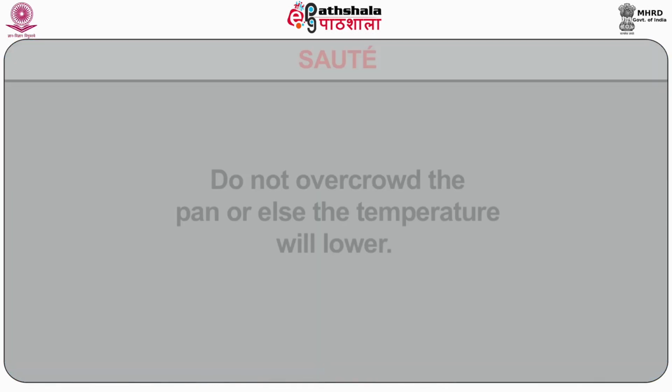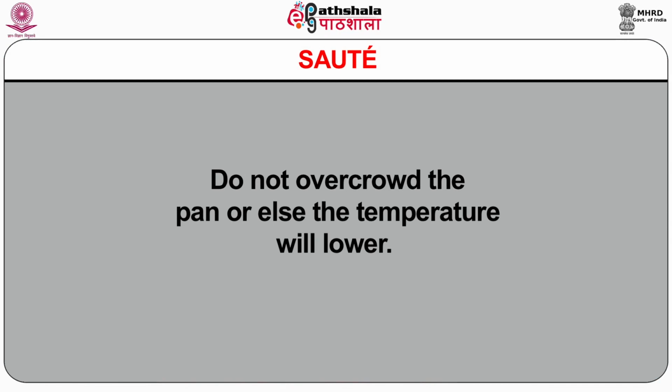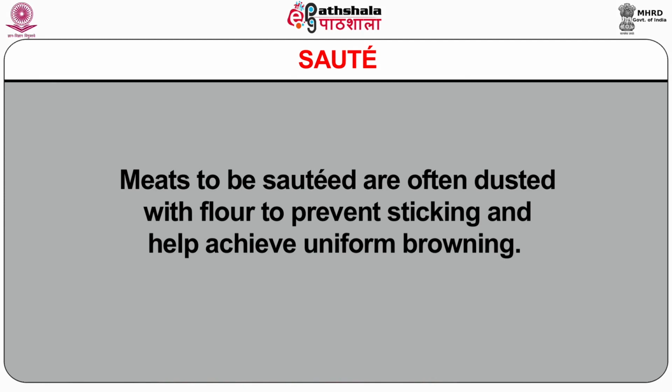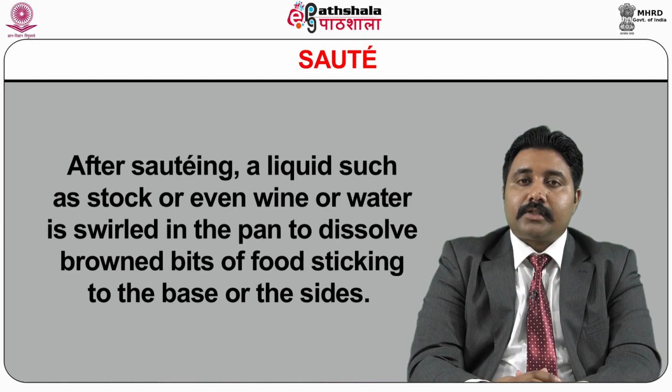Note these two important principles. Preheat the pan before adding the food to be sautéed. The food must be seared quickly or it will begin to simmer in its own juices. Do not overcrowd the pan or else the temperature will lower. Meats to be sautéed are often dusted with flour to prevent sticking and help achieve uniform browning. After sautéing, a liquid such as stock or even wine or water is swirled in the pan to dissolve brown bits of food sticking to the base or the sides.